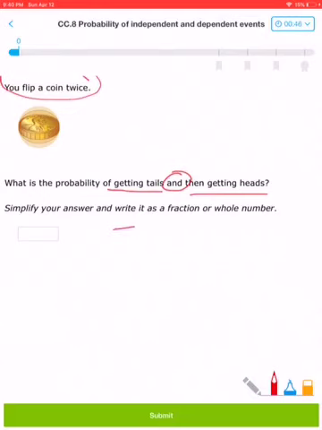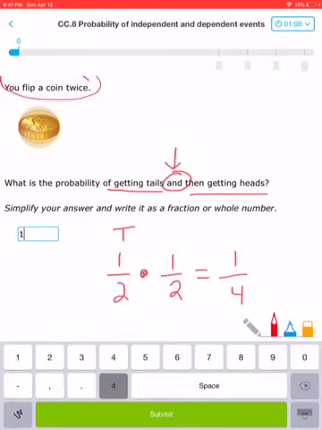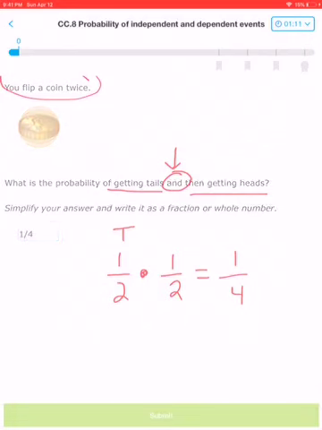So the chances of getting tails will be 1 out of 2 because there's only 2 options for the coin and there's only 1 tail available. Same thing with heads, 1 out of 2. And because it was an "and," we will multiply those fractions. 1 times 1 is 1, 2 times 2 is 4. So the answer is 1/4. They do want fractions here, so no decimals.